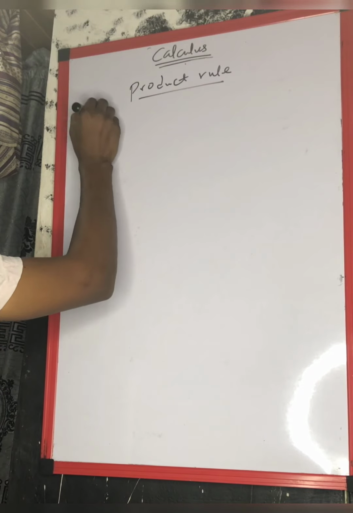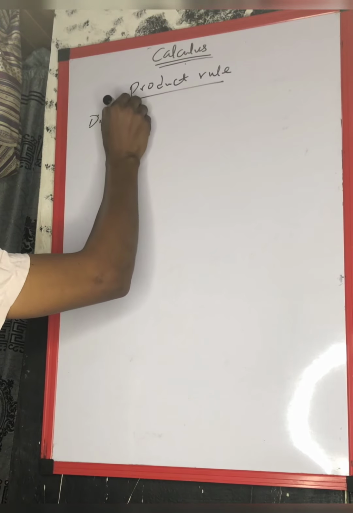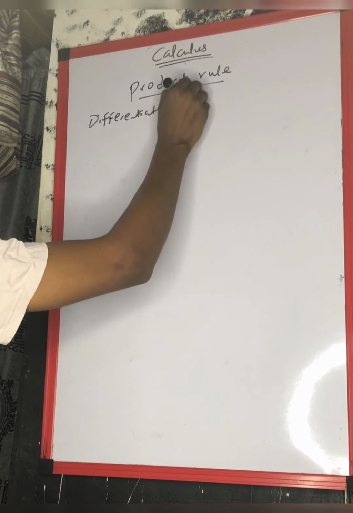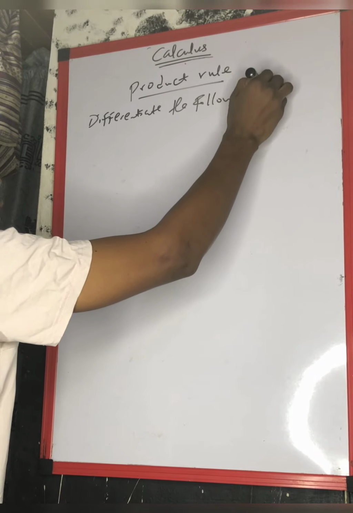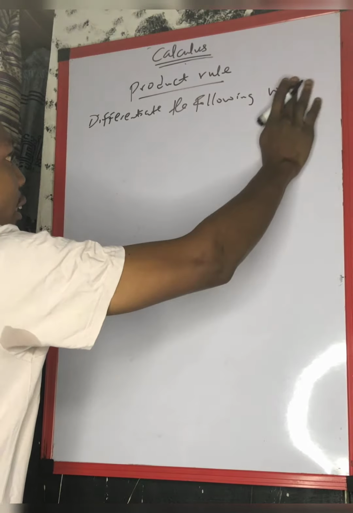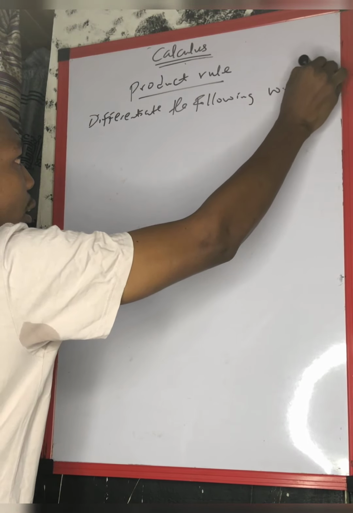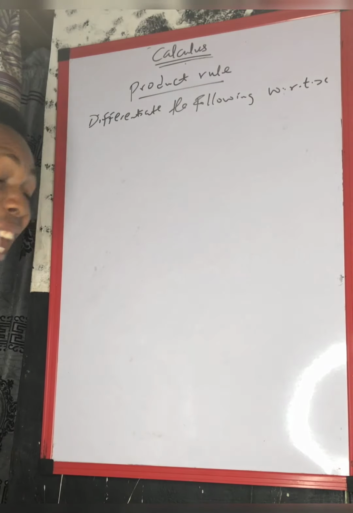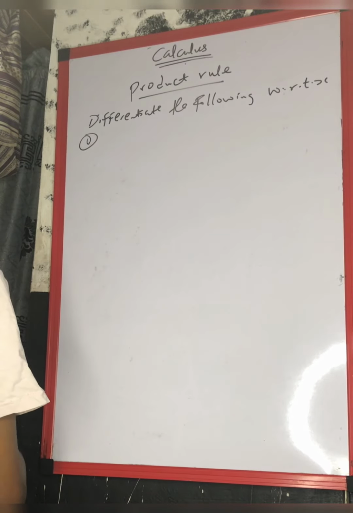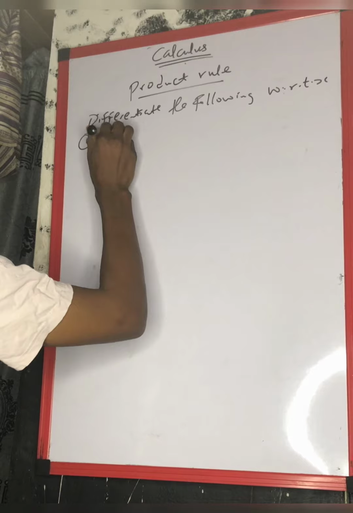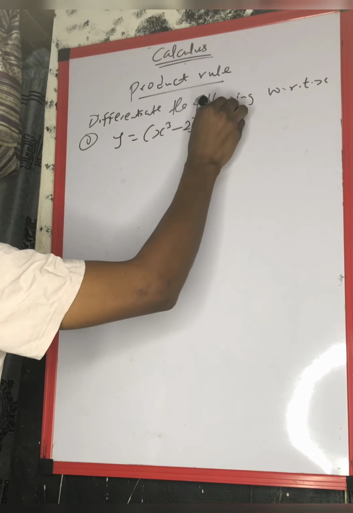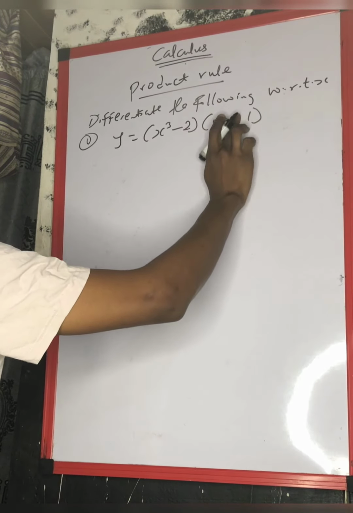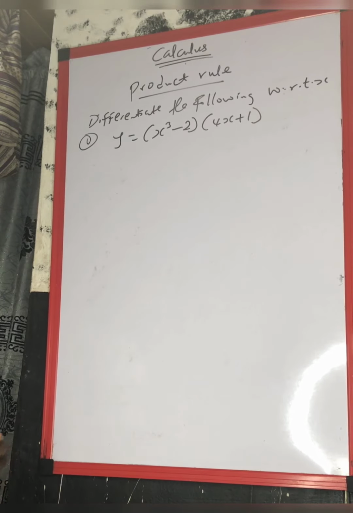Differentiate the following with respect to x. You are looking for dy/dx. So number 1: y equals s cubed minus 2, times 4s plus 1. We have to differentiate with respect to x.